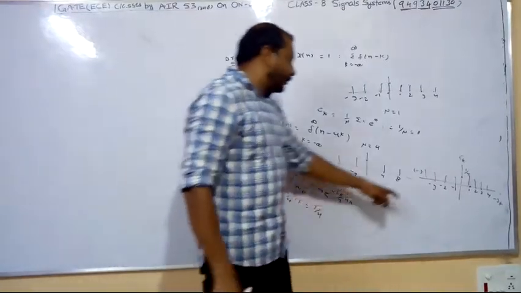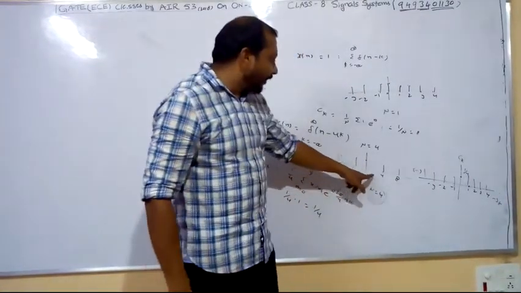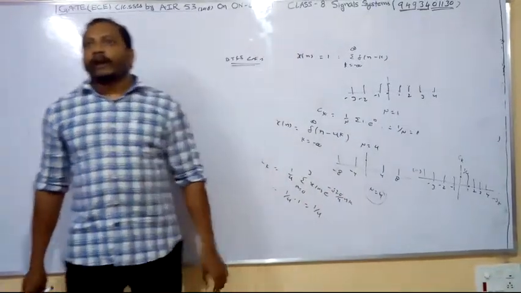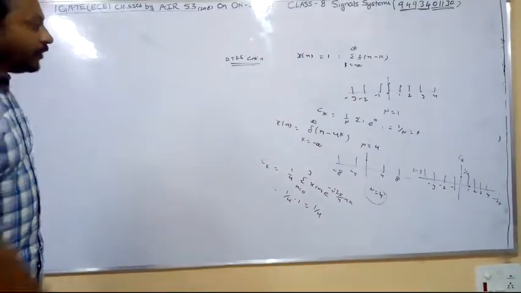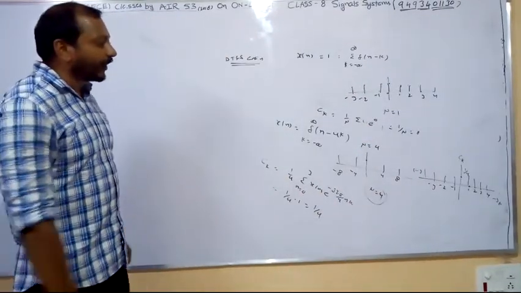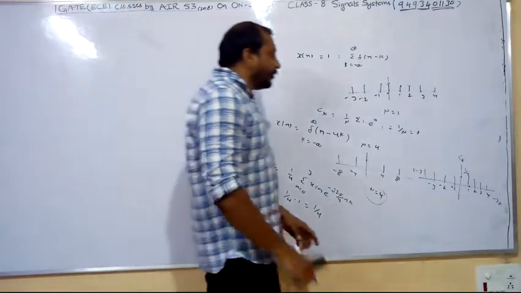It is very important. Here x of n is given like this only at some instances. What about the value of ck? They will ask you. Ck is simply 1 by 4 at all intervals of time. Now this k exists for 1 2 3 4 everything.